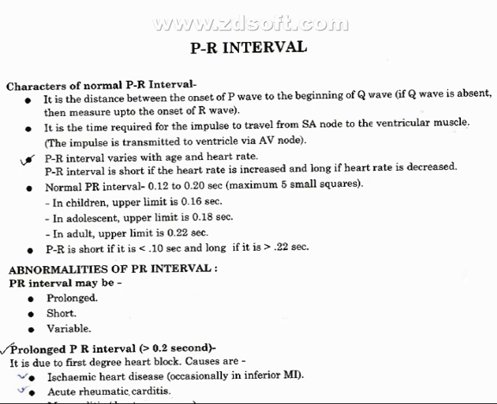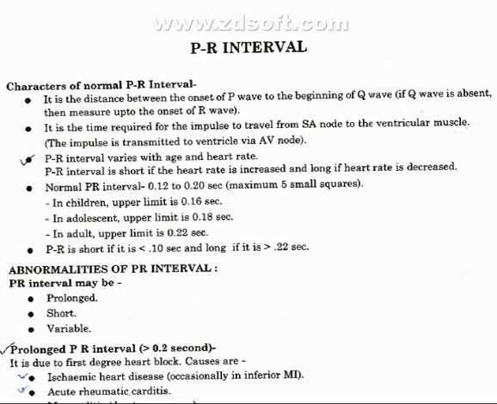PR interval varies with age and heart rate. PR interval is short if the heart rate is increased and long if the heart rate is decreased. Normal PR interval is 0.12 to 0.2 seconds, that is, maximum 5 small squares.